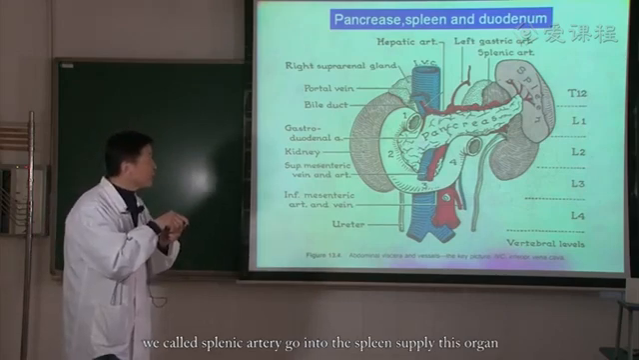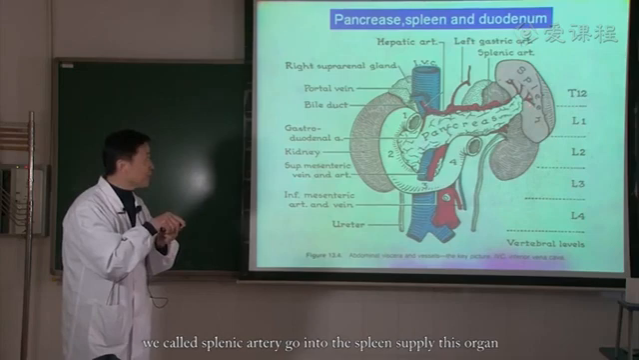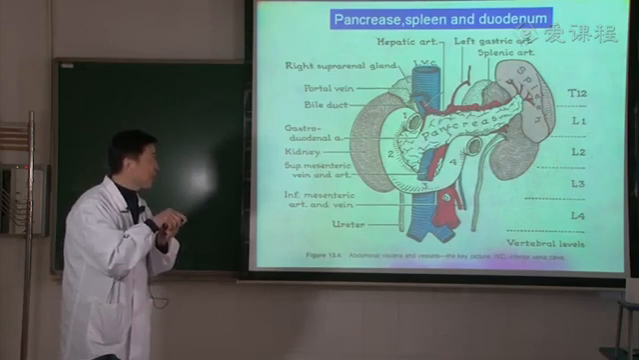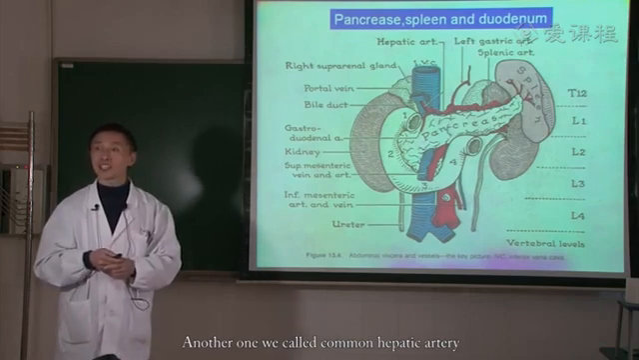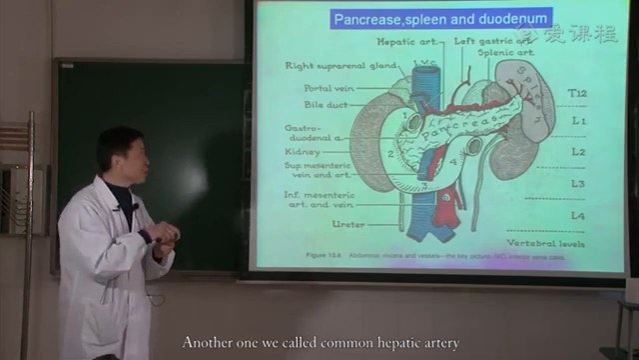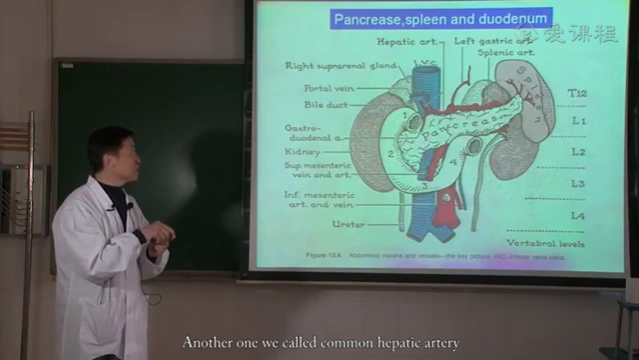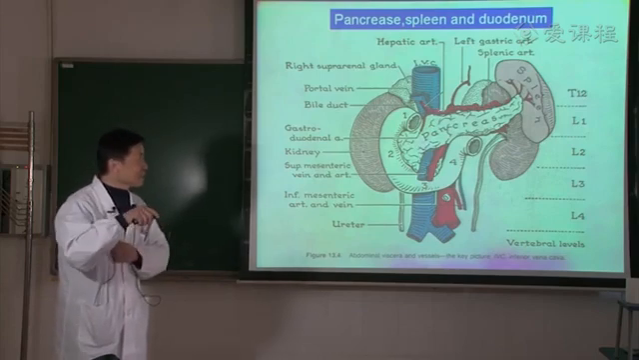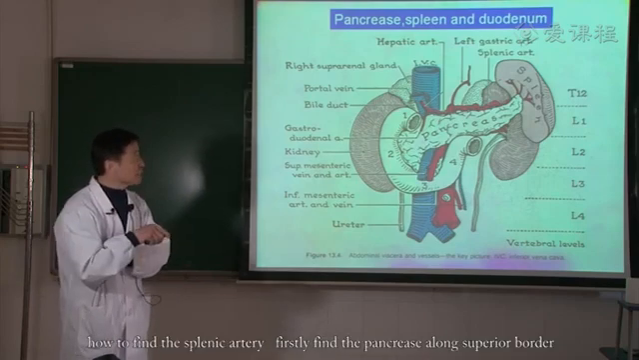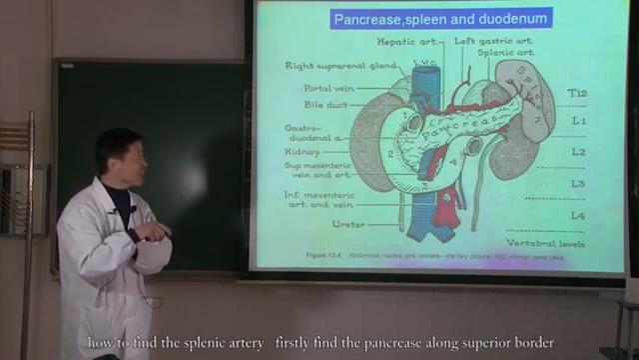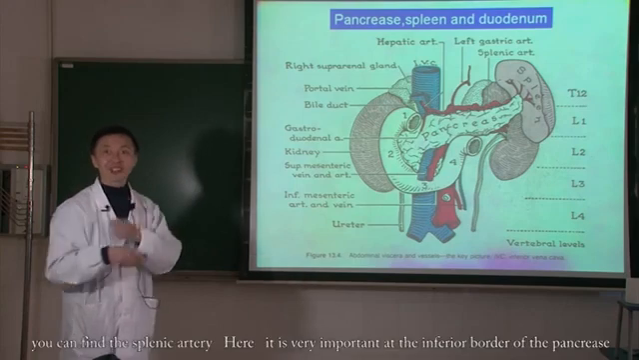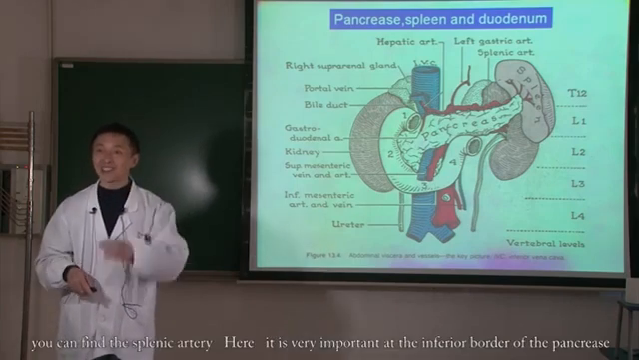The splenic artery goes into the spleen and supplies it. Another one we call the common hepatic artery. How to find the splenic artery? First, find the pancreas. Along its superior border, you can find the splenic artery.